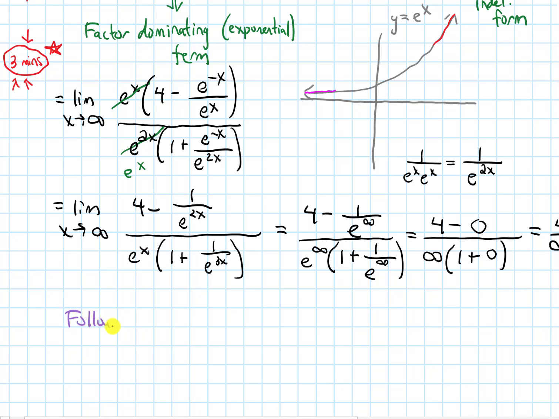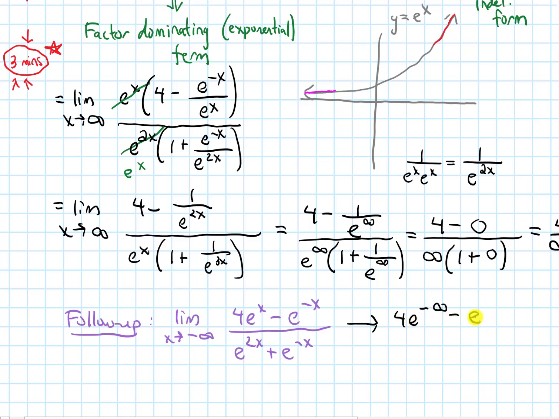All right, so I want to end this video with a follow-up question. What if this was the limit as x goes to negative infinity of the same thing, of 4e to the x minus e to the negative x over e to the 2x plus e to the negative x? With this, if I were to plug in as a first step, I get 4e to the negative infinity, and then minus e to the, it'll be negative infinity, which is positive infinity, over e to the 2 times negative infinity is negative infinity, and then plus e to the positive infinity, that negative x will change the sign.